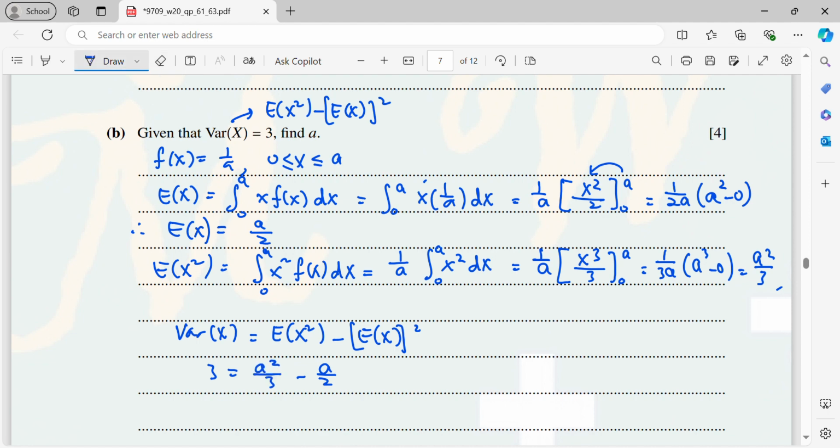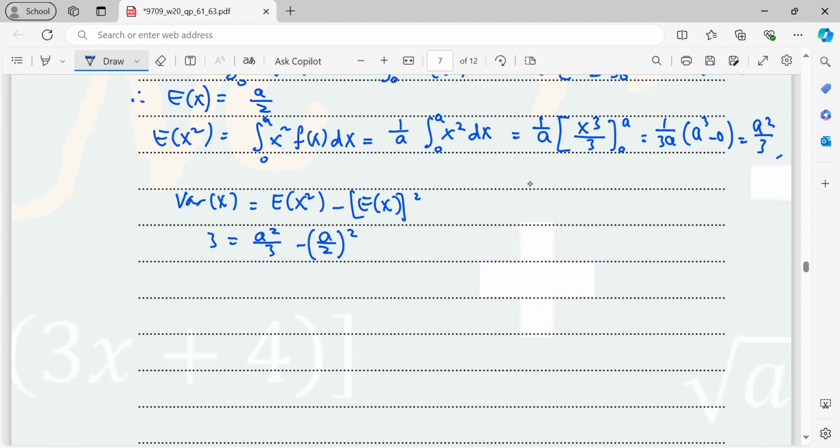Now to get the a, okay, E(X) is a over 2, then I square it. So from here, I simplify first. This is going to be a squared over 3 minus a squared over 4. So then you will be getting 1 over 12 a squared. That is 3. So my a squared is basically 36.